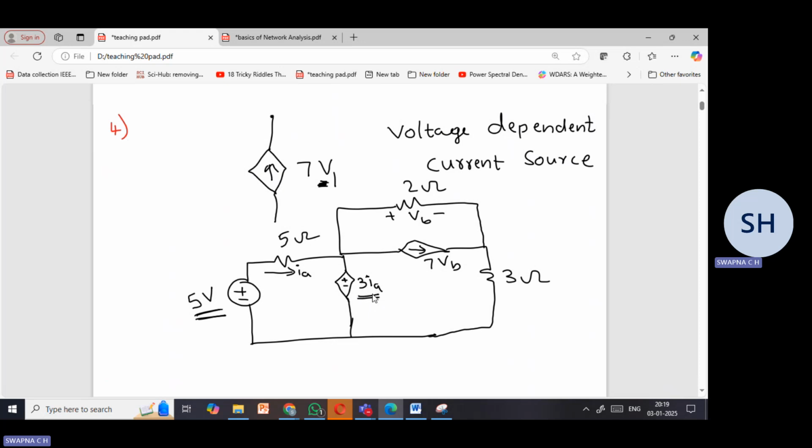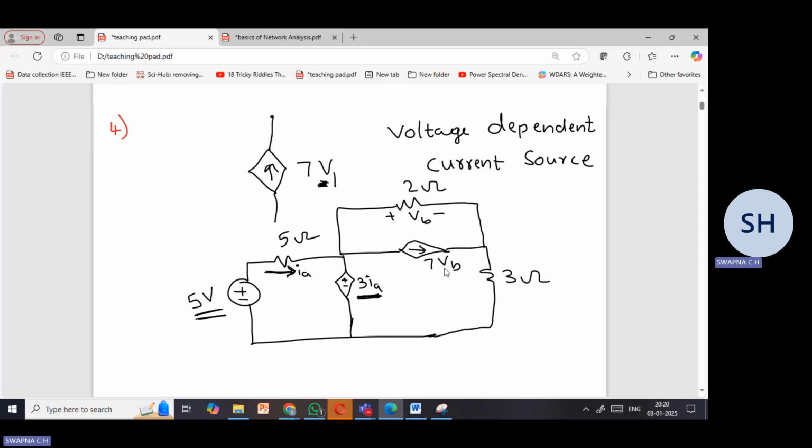I indicates current. You have to check where that IA is. If you observe, I have IA here. IA is nothing but the current through the 5 ohm resistor. So for this 3IA, the value is not fixed. It is depending on IA in the same circuit. It is not somewhere else, it is in the same circuit. From the symbol, it is clear that it is a voltage source, but it is depending on current. So it is called a current dependent voltage source.